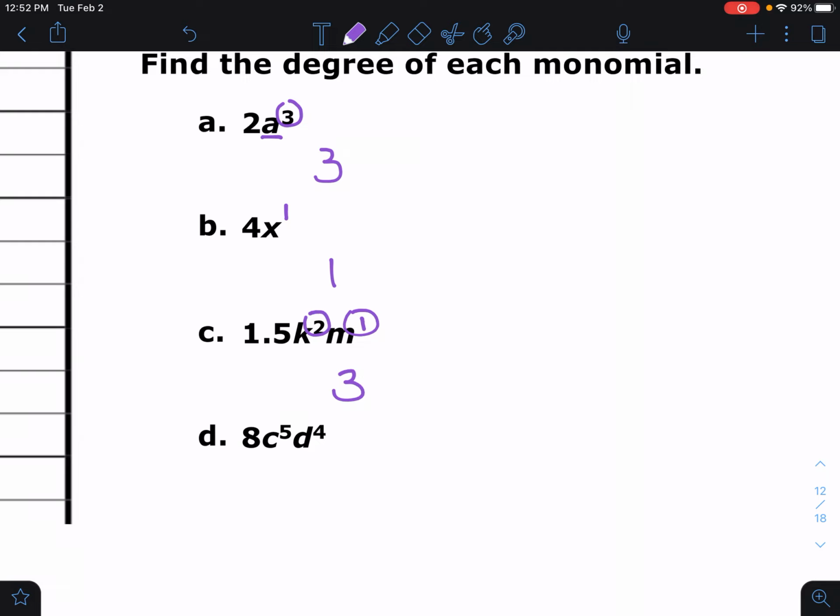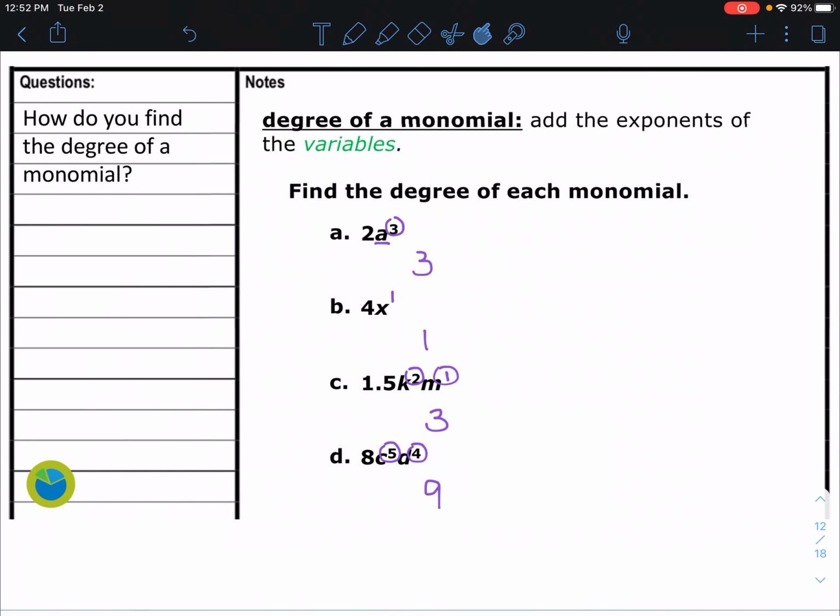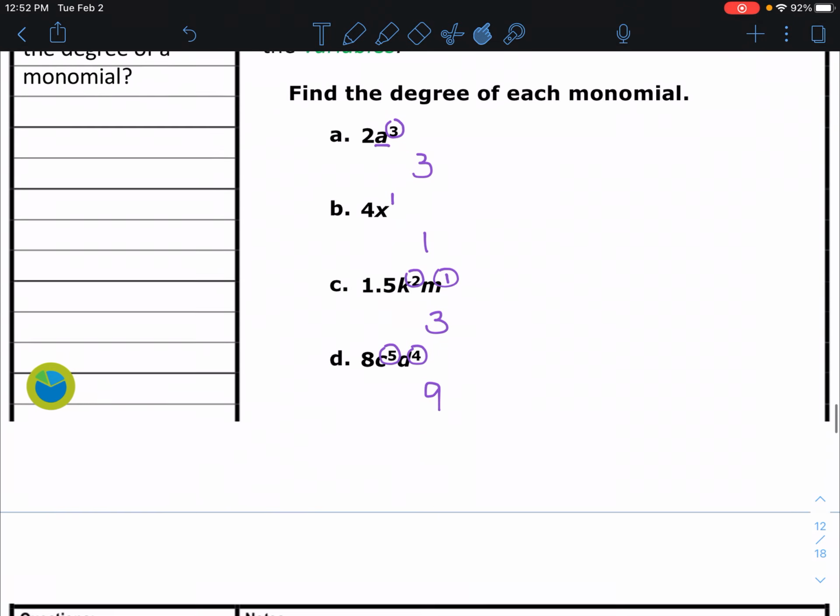And then how about D? Okay, on this one we would get 9. You take 5 and 4, add them together, you get 9. So that's how we find the degree of monomials, okay, as a refresher.